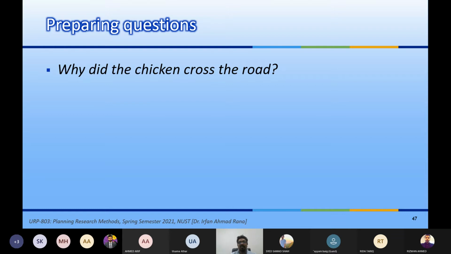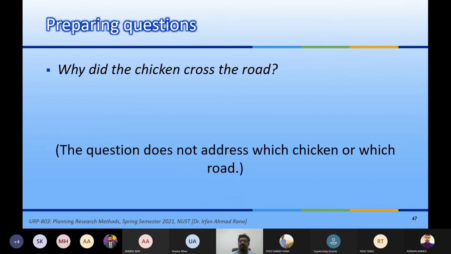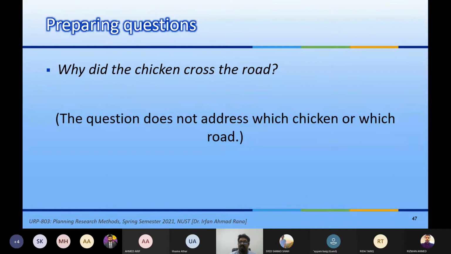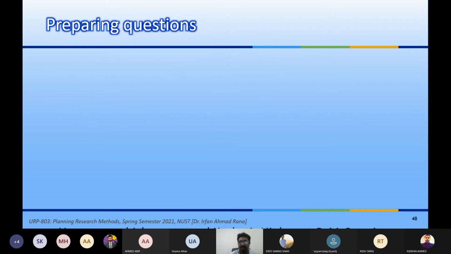Okay, you are going to be doing research on that. Is this question okay? Is it valid enough? No, the answer is no. It's a very vague thing. What chicken? Which road? You need to be very specific. You're going to do research on chicken and road, so you're not going to be choosing just any road. Which road? Lahore, any road in Lahore, or in Islamabad, Rawalpindi, Peshawar. So what? Right?